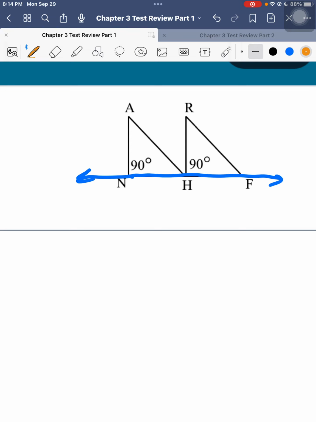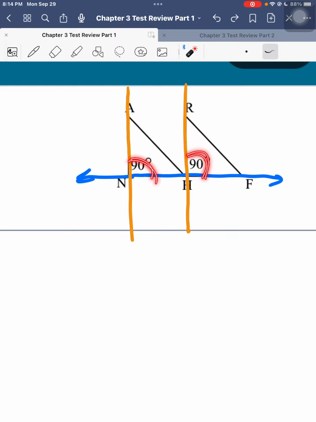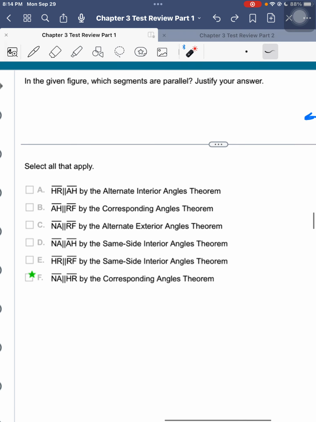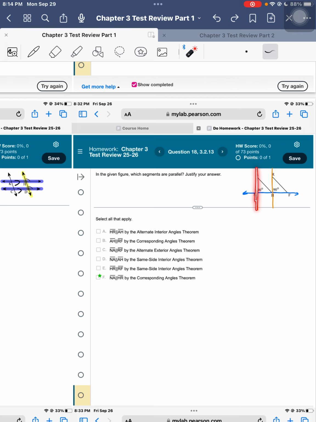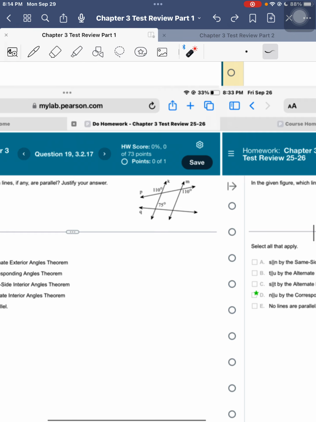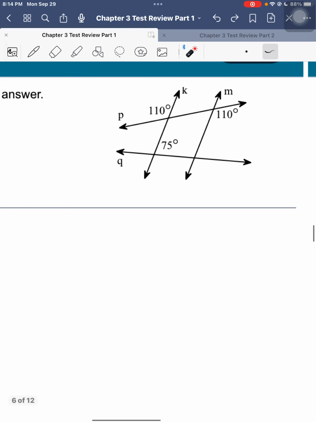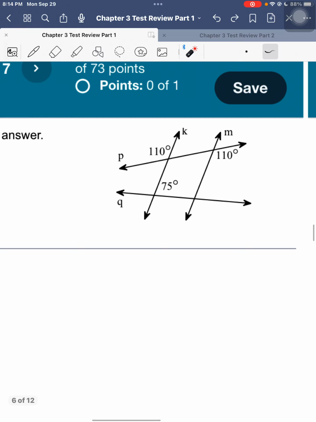Now I need to identify what my transverse lines are. My transverse lines are the lines that contain my desired angles. In that case, it's AN and RH. This is 90, this is 90. What do I know about these two angles? These two angles are your corresponding angles, right? Because they're on the same side of the transversal. They're non-adjacent, they have this gap between them, and one is on the interior, one's on the exterior. So lines NA and RH are parallel by the corresponding angles theorem.